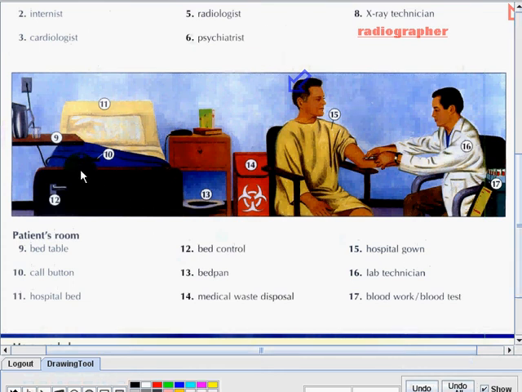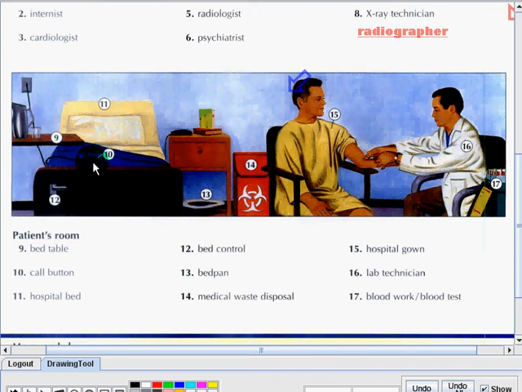Now, inside a hospital, we can see rooms, like the patient's room. Now, let's try to look for the things that we can see here and let's try to name them. Like in number 9, you can see a bed table inside the room. And then we can also see the call button. This is what you need to press when you need to call the nurse or doctor's attention.